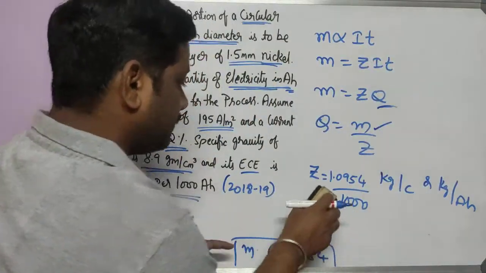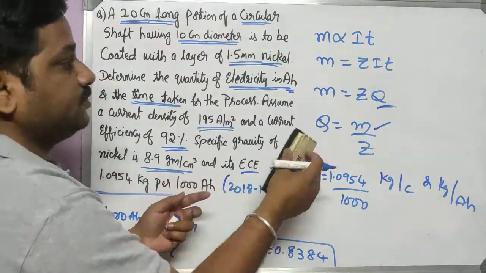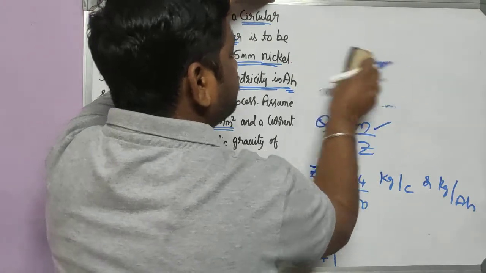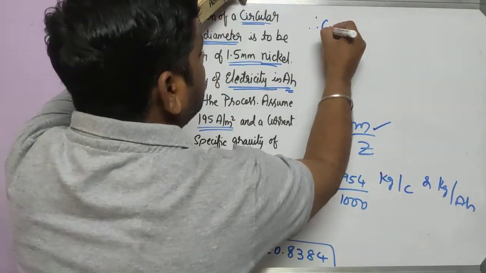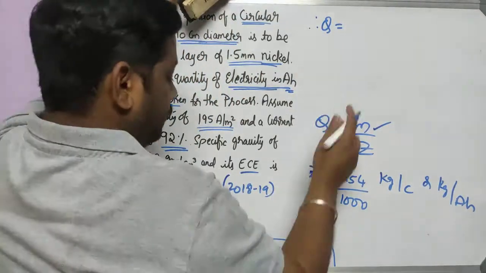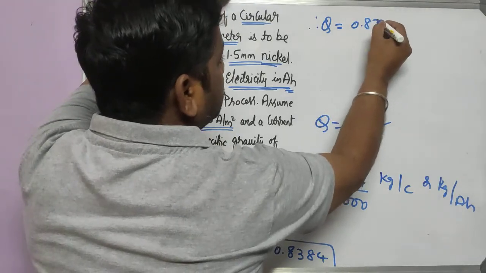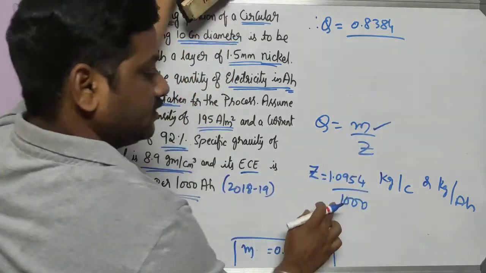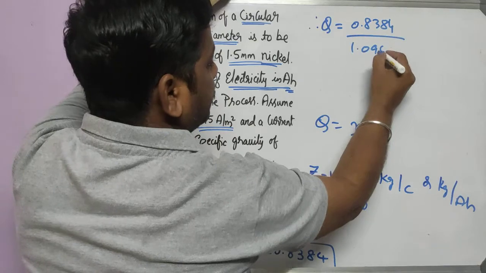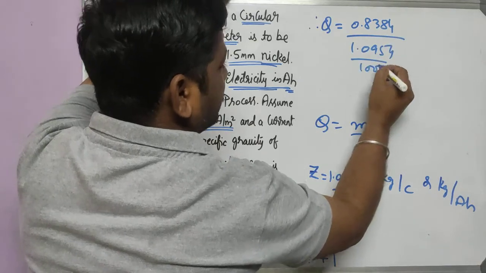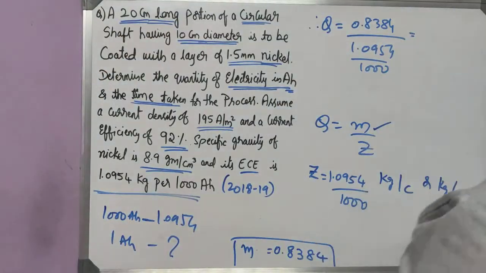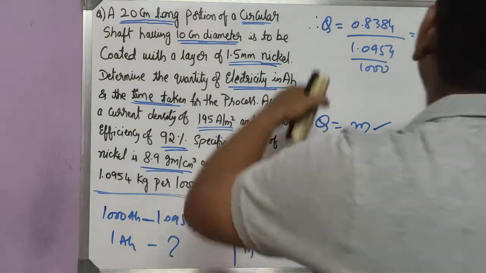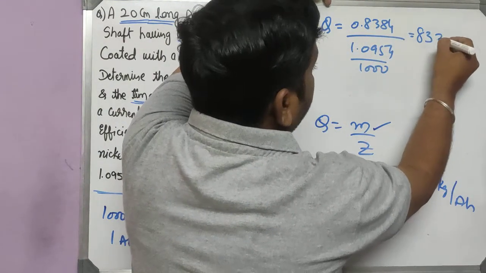Right? So M is obtained, Z is obtained, just substitute it. Let me substitute it here. Therefore, the electrical quantity Q is equal to M, 0.8384, divided by this 1.0954 by 1000. Which will give you the value as 832 point something. So in round figure we can say 833.